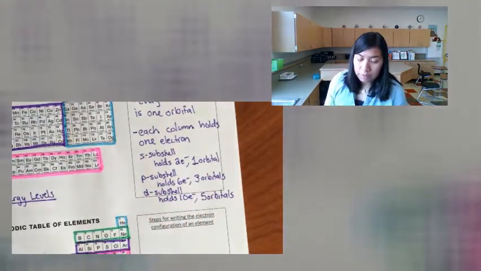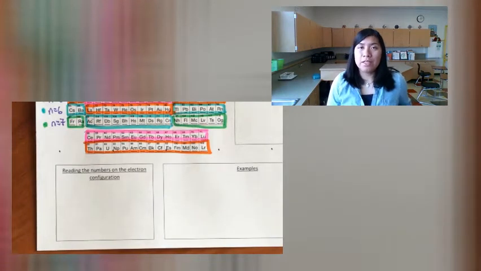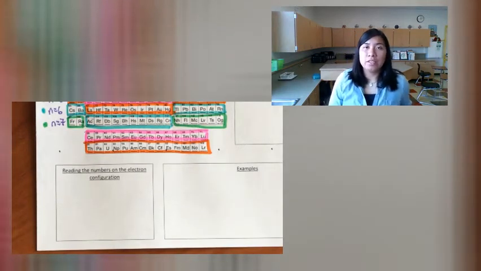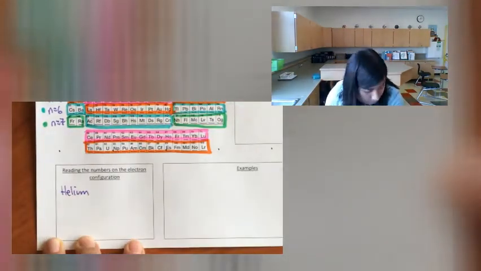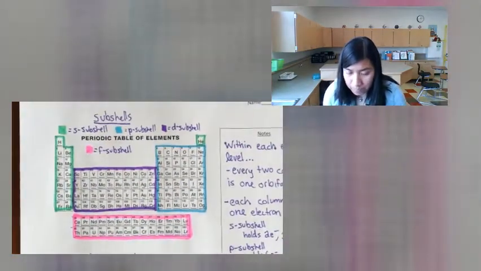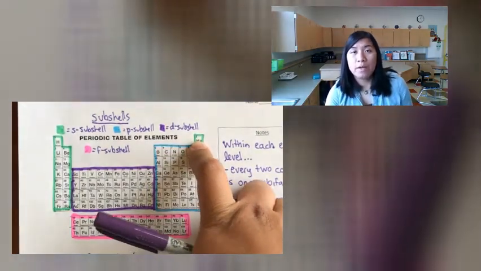All right, 5 orbitals. The next thing I'm going to go over is reading the numbers on the electron configuration. I'm going to do helium as an example. Here is helium. The electron configuration for helium is going to look like this: 1s2. So over here, this is helium. The electron configuration is going to be 1s2.